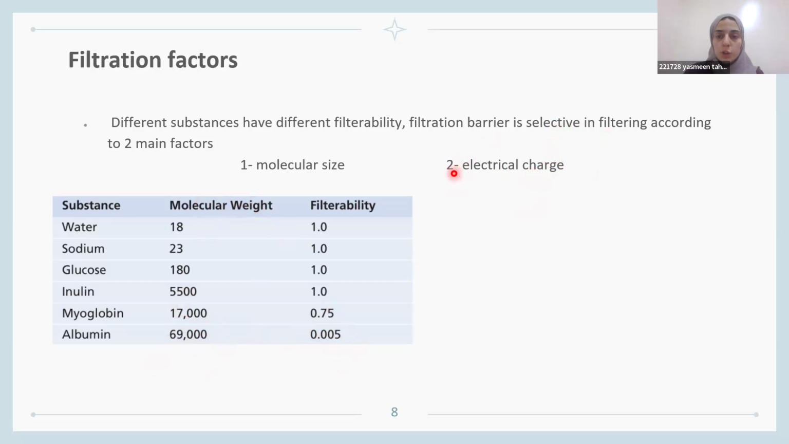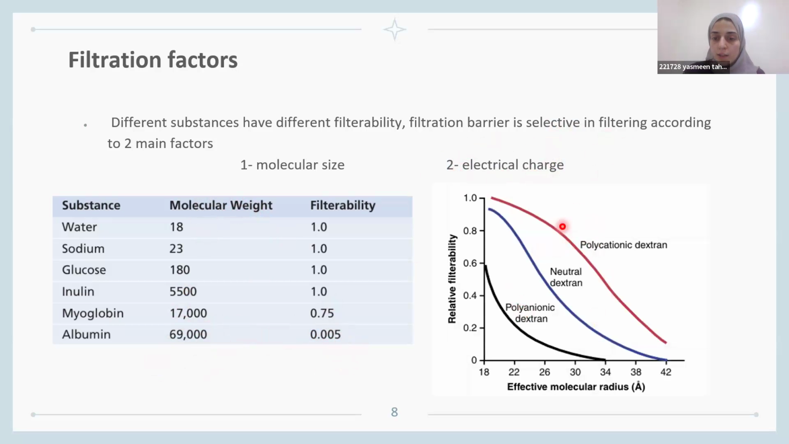So how does the electrical charge play a role in filterability? Look at this graph here. If the filtration barrier is negatively charged, we learned from chemistry that similar charges repel each other and different charges attract each other. So knowing that, it would make sense that positive molecules have higher filtration than the negative ones.